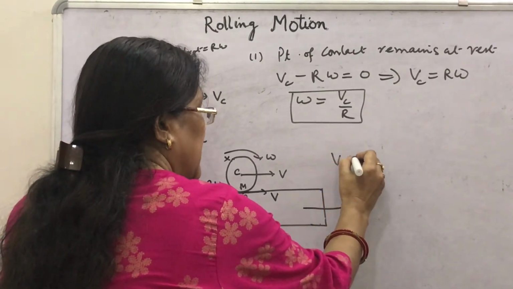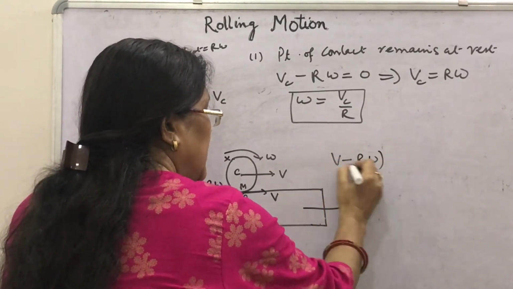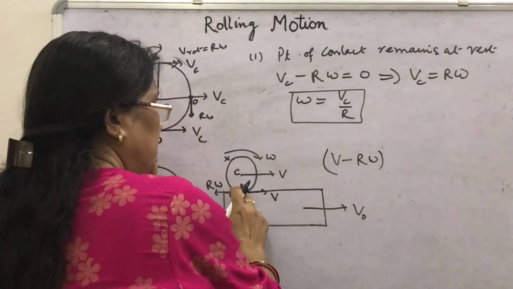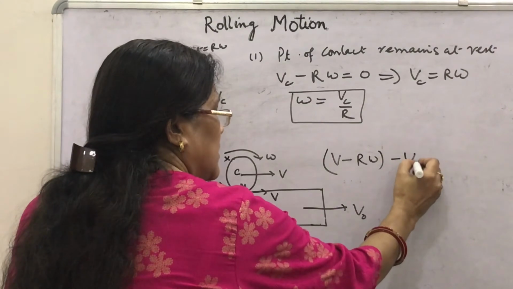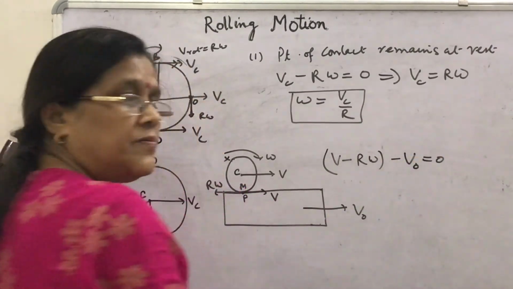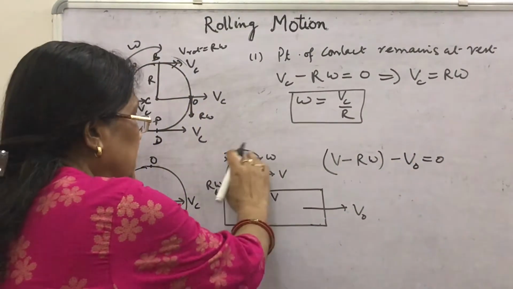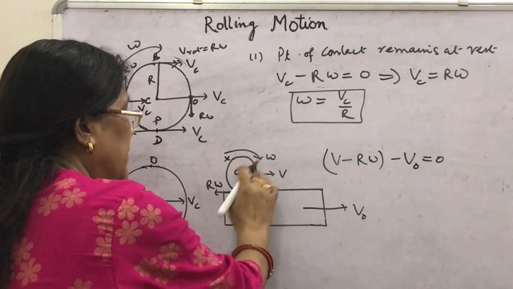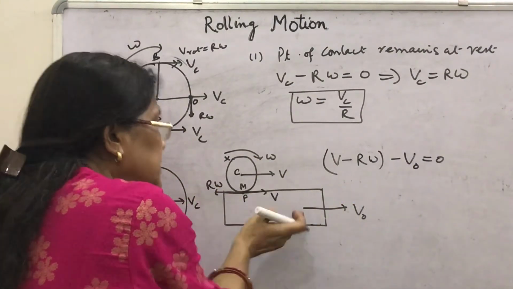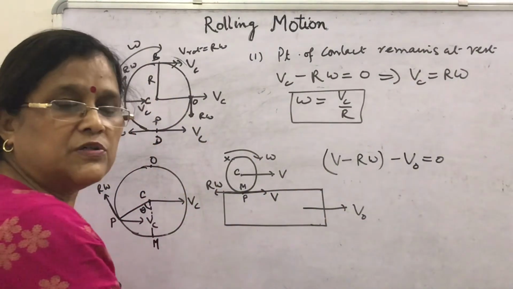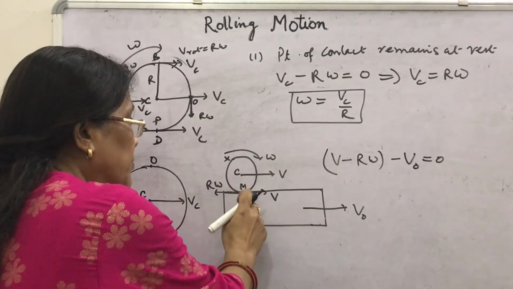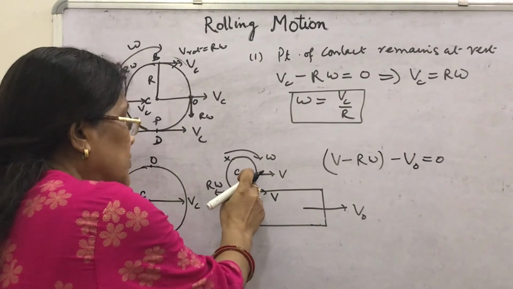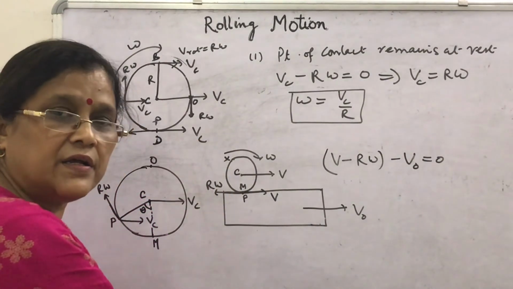This v minus r omega, that is the velocity of M, minus this v0. This should be 0 or not? The object is rolling with the speed omega at the surface which is also moving with the velocity v0. Then there should be no relative motion for pure rolling between the lowermost point and the point of contact.